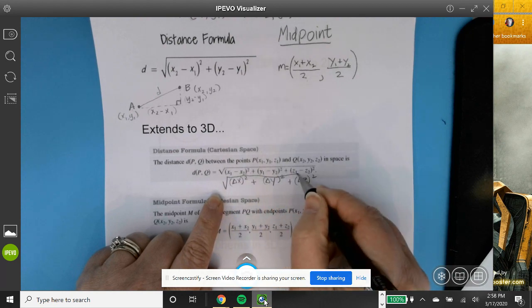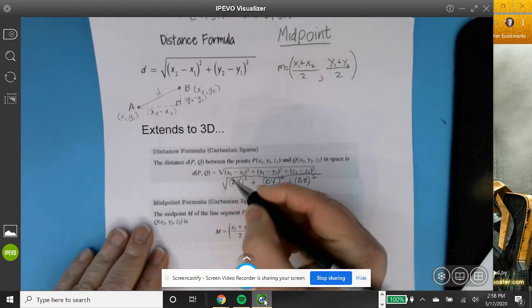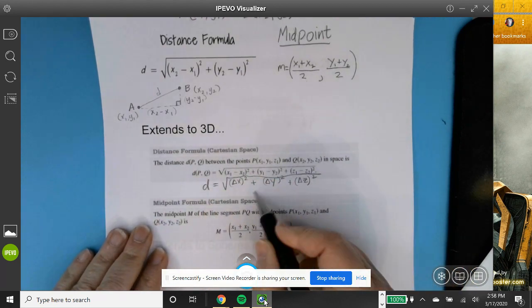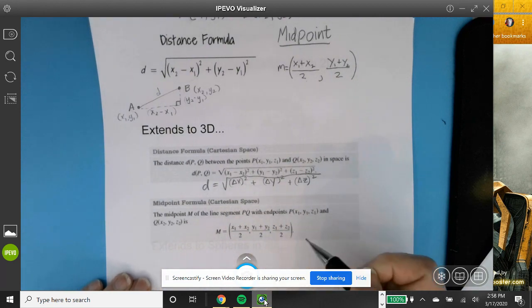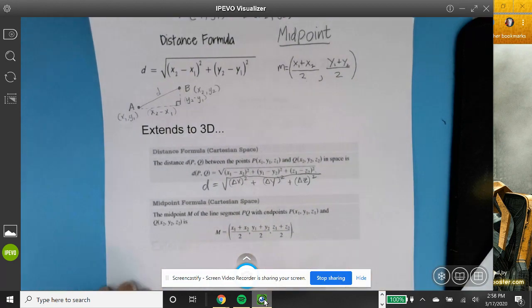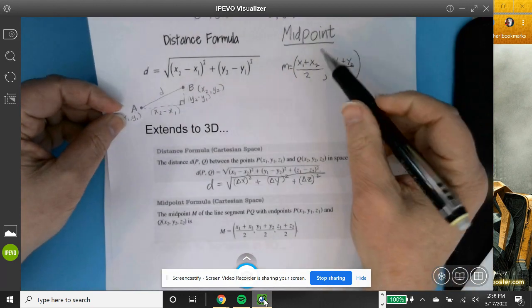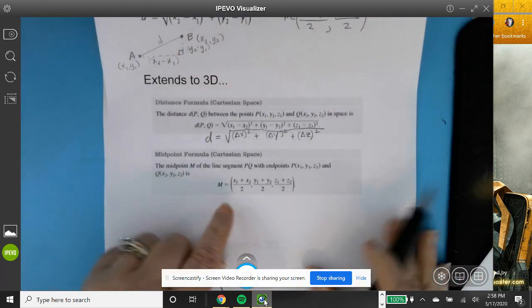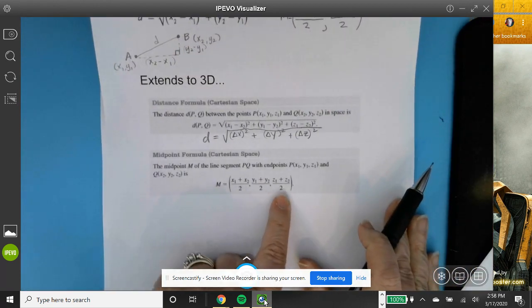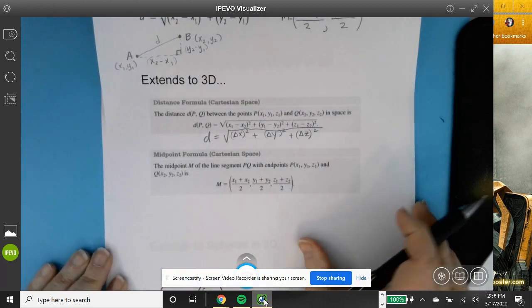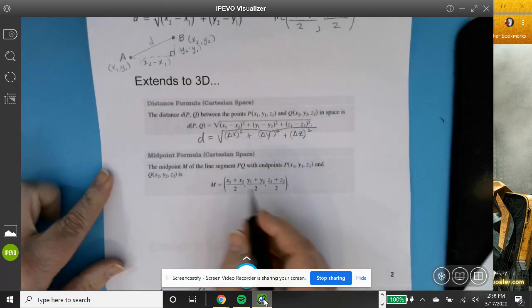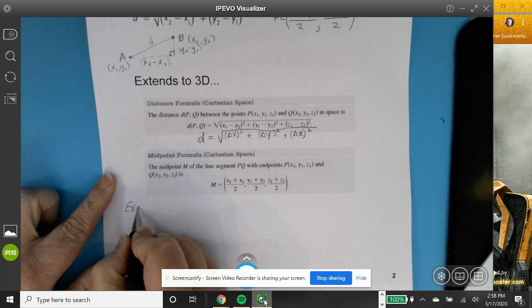And I would just be consistent on which point you're using first in that expression. The same can be held true to extend the midpoint formula. So we average the x's, average the y's, and average the z's. Really simple to do. So let's do just a couple of quick examples.